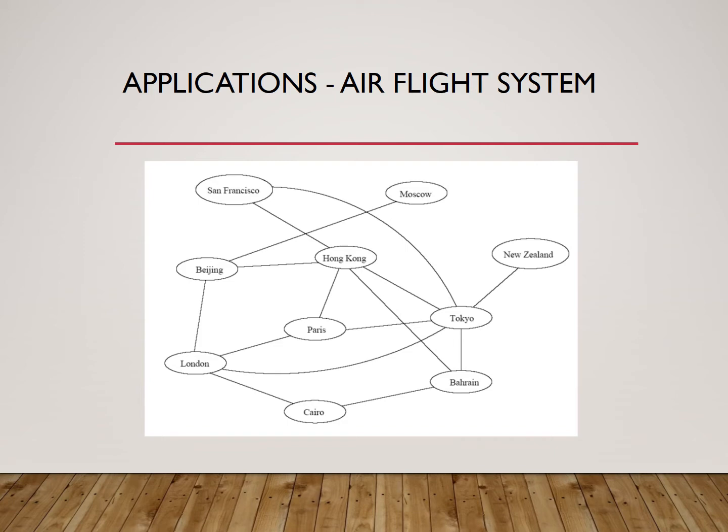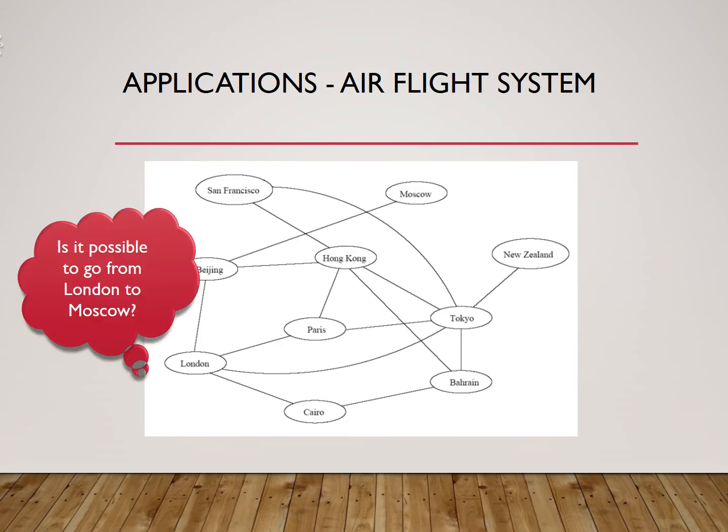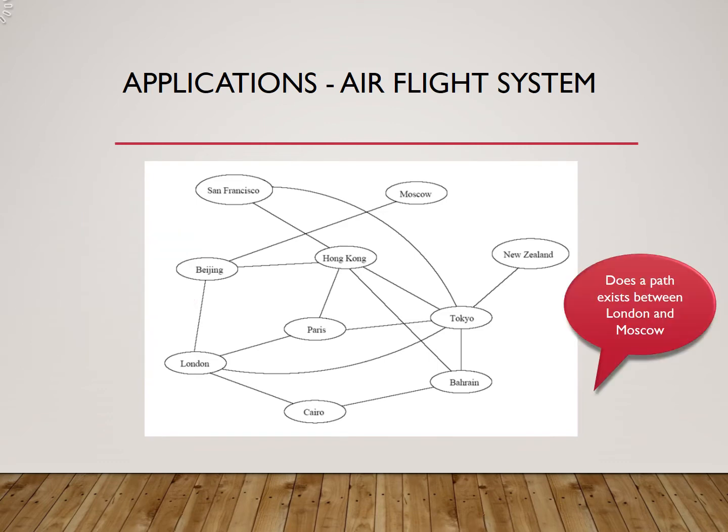It is an air flight system where each vertex represents a city and each edge represents a direct flight between two cities. Let's say you are wondering, is it possible to go from London to Moscow? The real question is, does a path exist between London and Moscow?